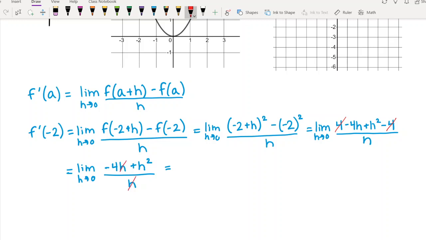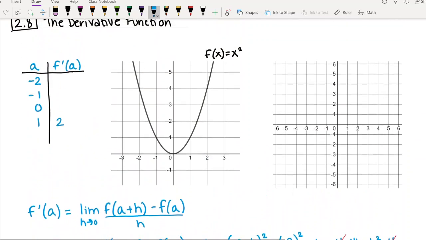We have an h down here, we can divide the first thing by h, and then the second thing will become just h instead of h squared. So we have the limit as h approaches 0 of -4 plus h. And now we can plug in 0 for h, and so we just get -4. So we just figured out that the slope of the line tangent to the graph at x equals -2 is -4. That means if we go to this point on the graph where x is equal to -2 and sketch a tangent line, it has a slope of -4.